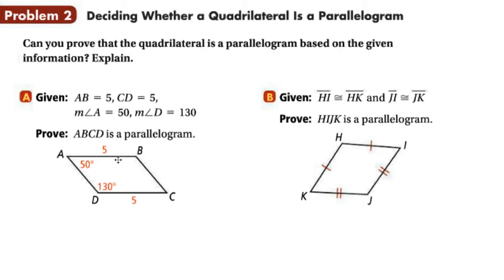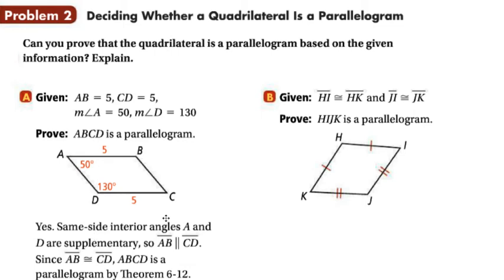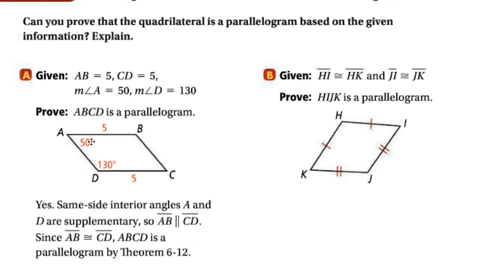Is that enough information? Well, we have one pair of sides being congruent, and we have one pair of angles being supplementary, and it turns out that is enough information because we have same side interior angles being supplementary, which tells us that A and D are supplementary, so we know that AB and CD are parallel. That's the converse of the same side interior angles theorem. So we do have a parallelogram by Theorem 6.12.